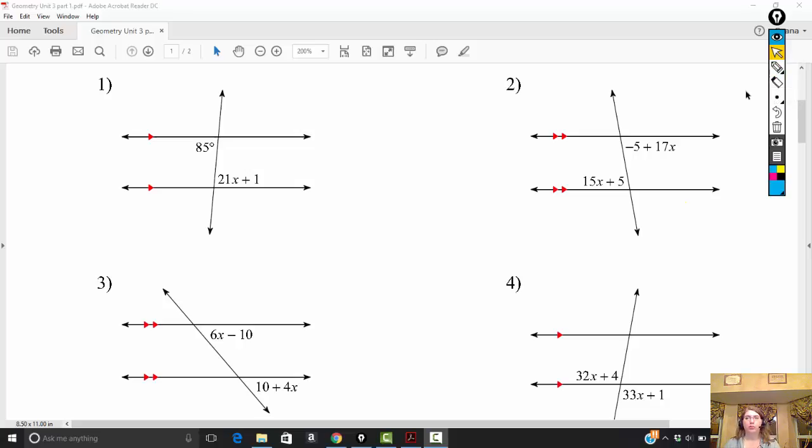Okay, we're going to do our first part of Unit 3 review. This is where we were introduced to parallel lines. The little red triangles here represent the parallel lines, and a transversal that cuts across. And we learned all different types of angle measures. So, there's 8 little angle measures here.